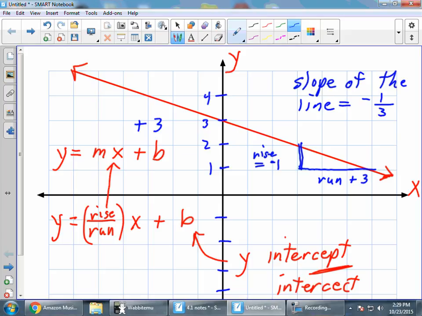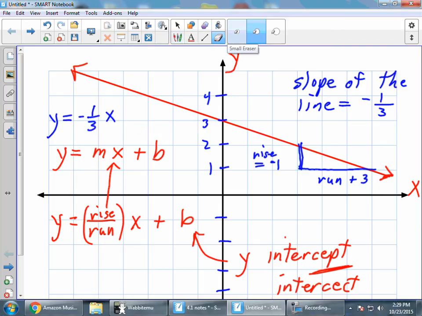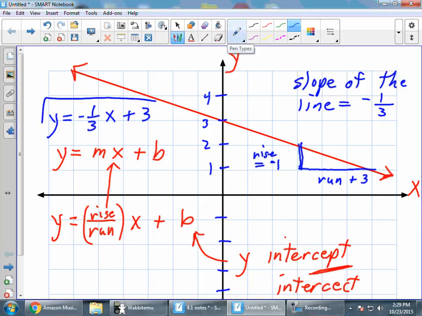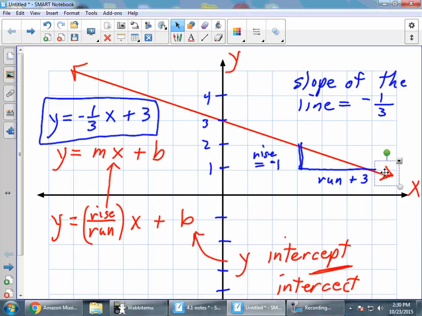Okay, we're ready to put them together. So now we have y equals negative 1/3 x plus 3. And that is the equation of that red line. Remember, the 3 is where the red line crosses the y-axis, this vertical black line, and the 1/3 is how steep it is.